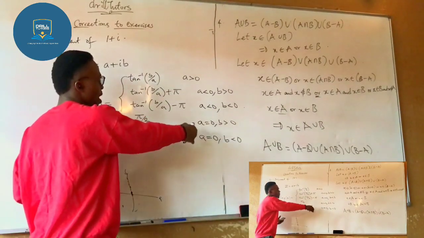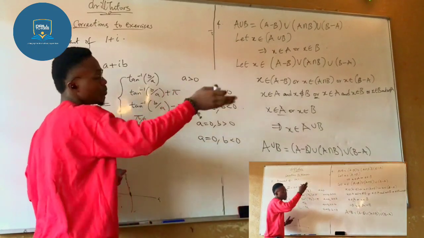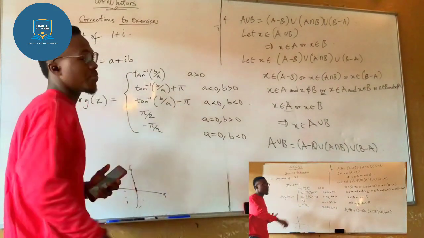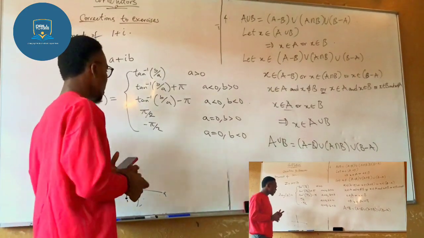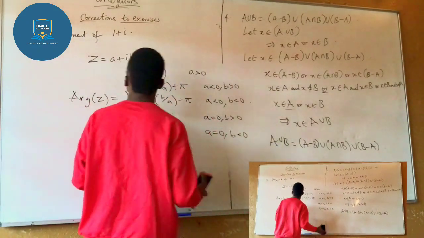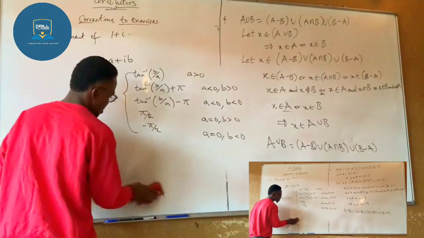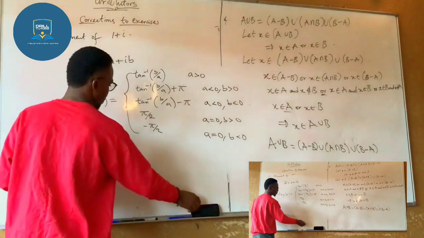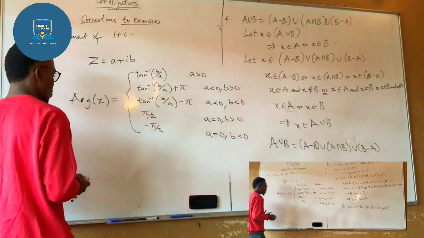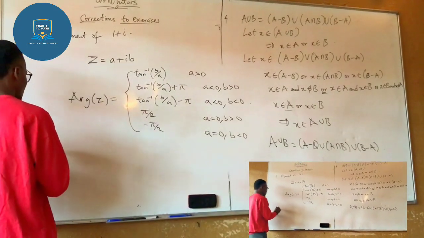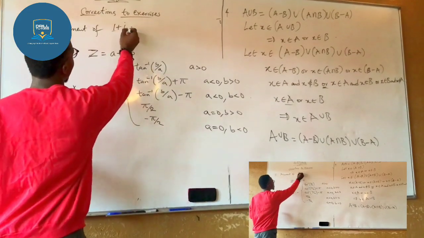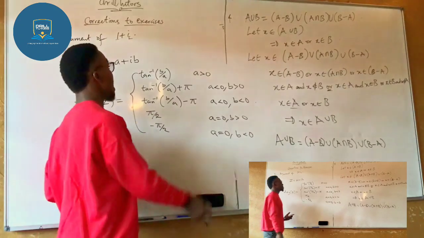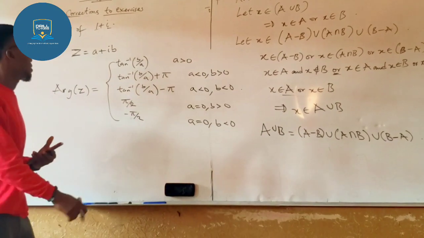We also have the cases when A is greater than 0 and B is equal to 0, and when A is less than 0 and B is equal to 0. Now let's work on the argument of 1 plus i. From what you see, A here is 1 and B is also 1. So that means that our A is greater than 0.